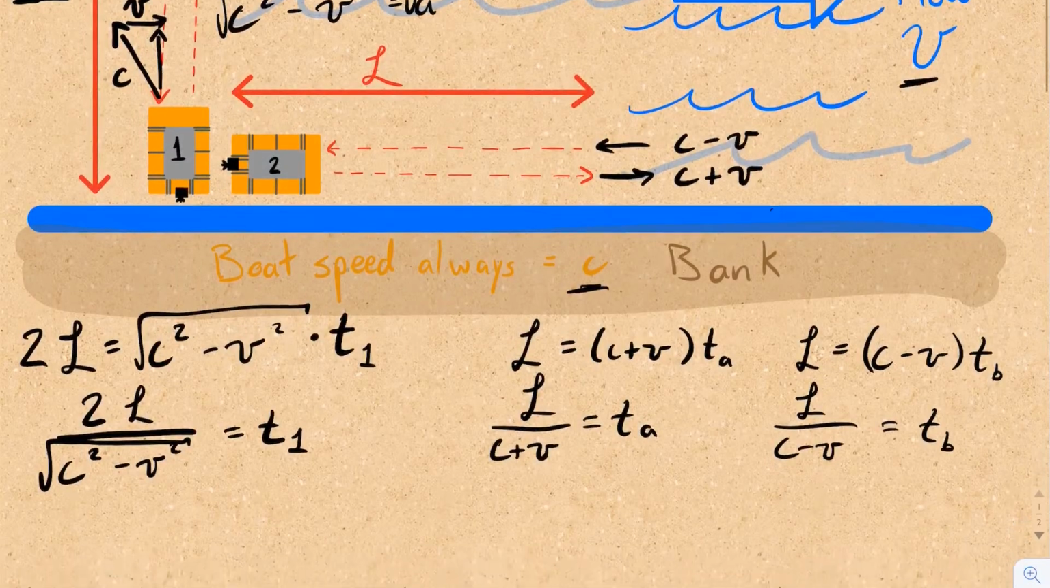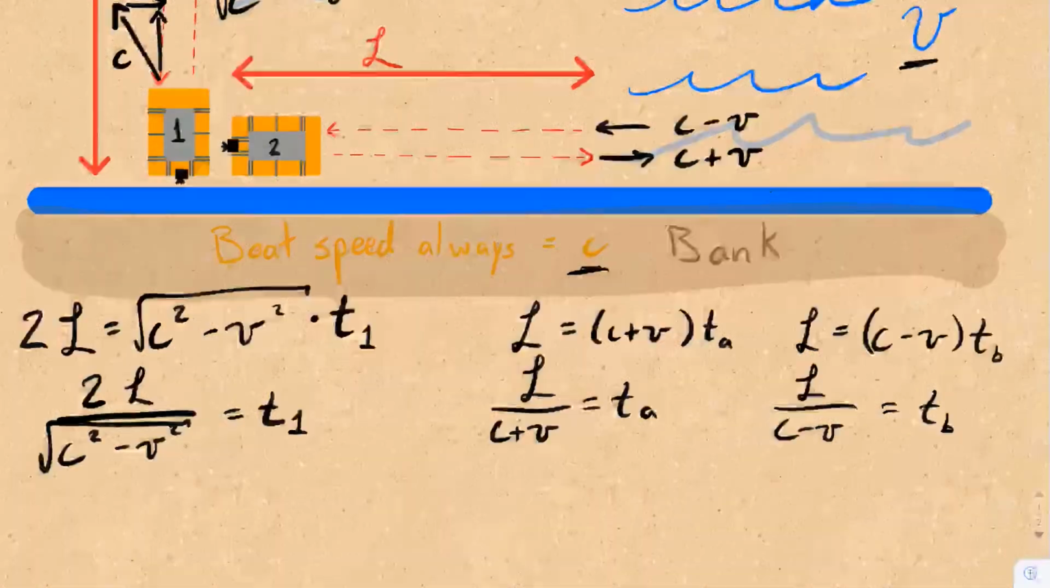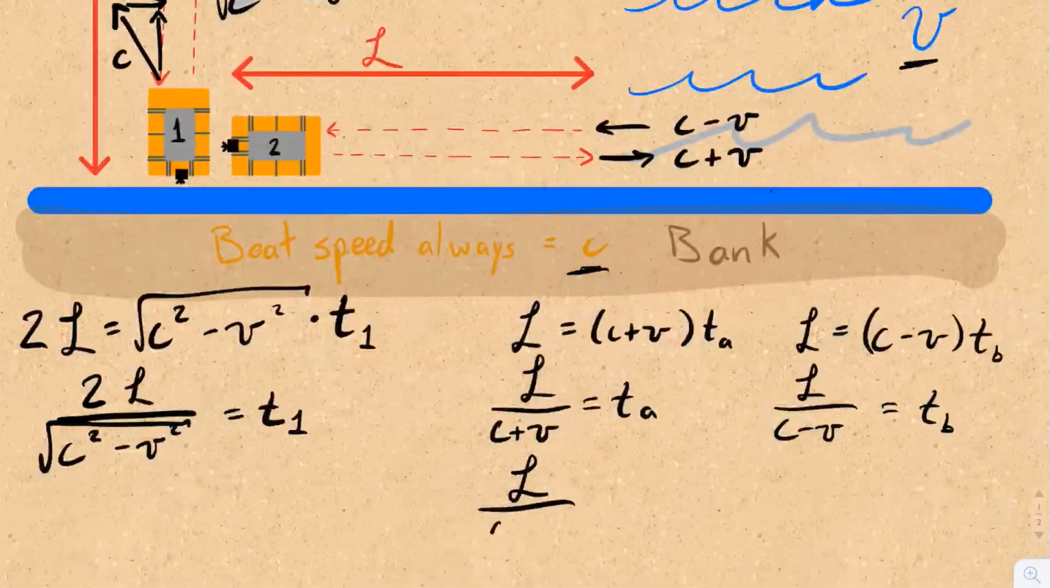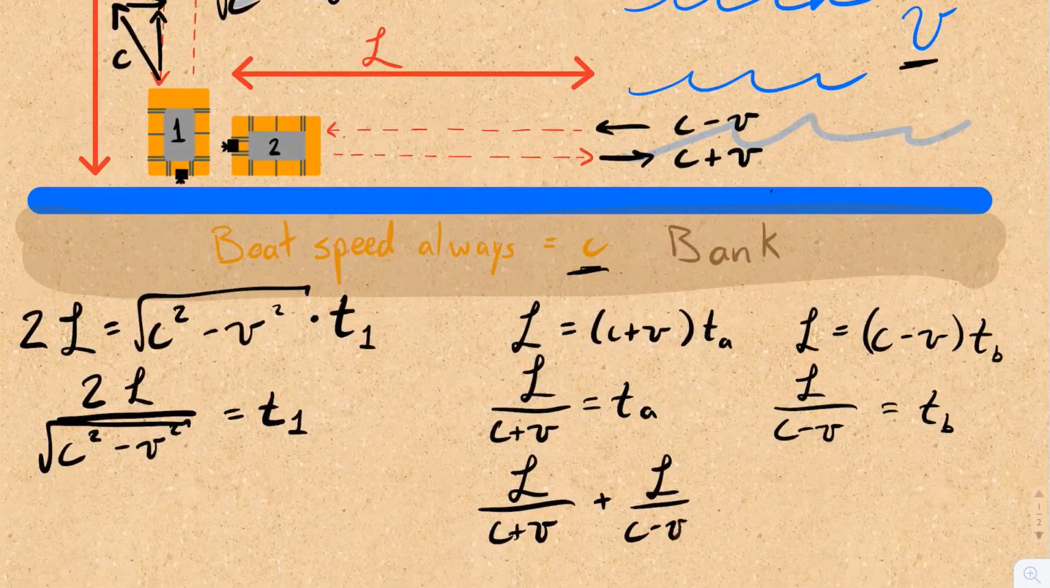So now to find the total amount of time it takes for boat 2 to travel, we just have to add these two times up, and that's our total time. So we have L over c plus v plus L over c minus v equals the total time, time 2.